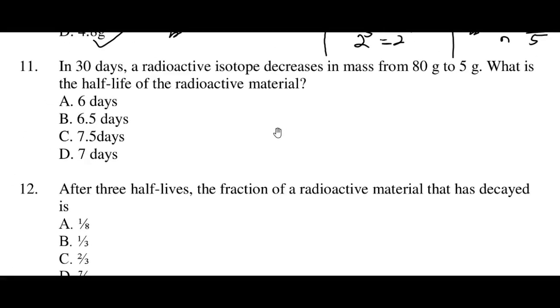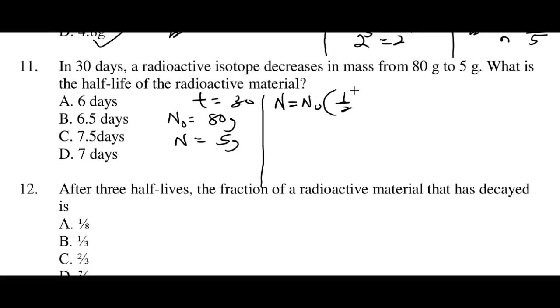Number 11. In 30 days, a radioactive isotope decreased in mass from 80 grams to 5 grams. The same format. In 30 days, the initial mass was 80 grams, and what is remaining now is 5 grams. What is the half-life? Alright, so N equals N naught half raised to power n. So 5 equals 80 half raised to power n. So we have 80 over 5 equals 2 to the power of n. 80 divided by 5 is 16.